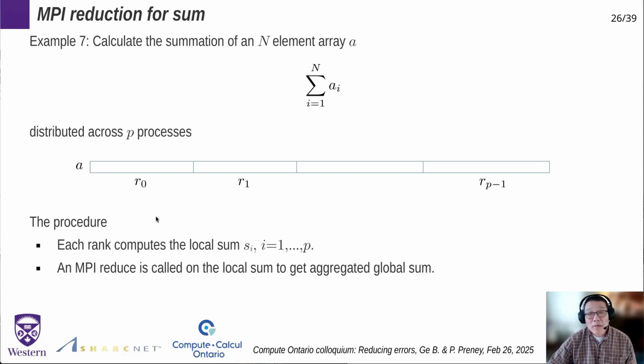Our procedure is as such. On each rank, on each MPI process, we compute the local sum. And then we call MPI reduce, which is a reduction procedure, to combine the local sums together to get the global sum. This is the procedure: distribute arrays to p MPI ranks, calculate the local sum within each rank, and then call MPI reduce to get the final answer by aggregation.